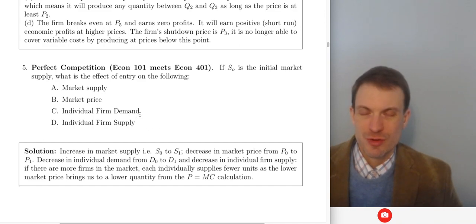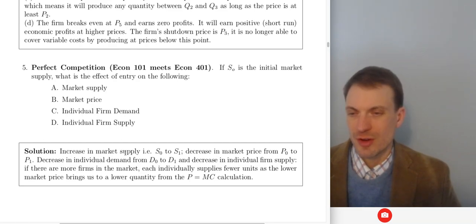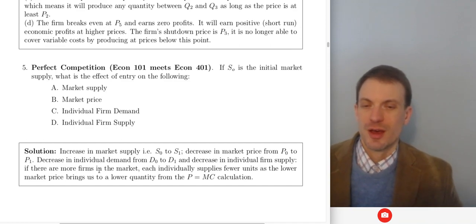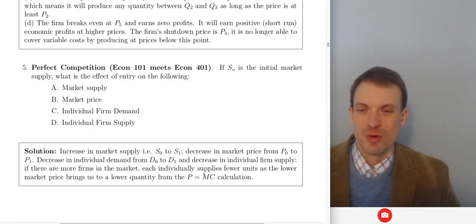Entry is going to increase market supply. It's going to drive down the market price. It's going to lower the individual firm's demand, and then we'll walk down the individual firm supply curve. So the increase in market supply is going to give us a decrease in market price, decrease individual demand, decrease individual supply. If there's more firms in the market, each individual supplies fewer units, as the lower market price brings us to the lower quantity from the price equals marginal cost calculation.